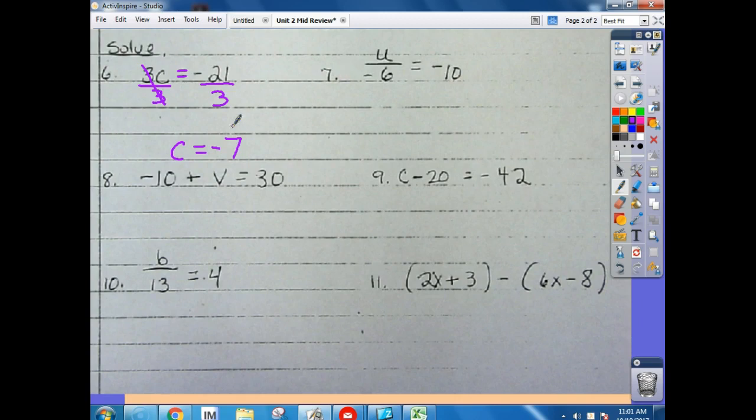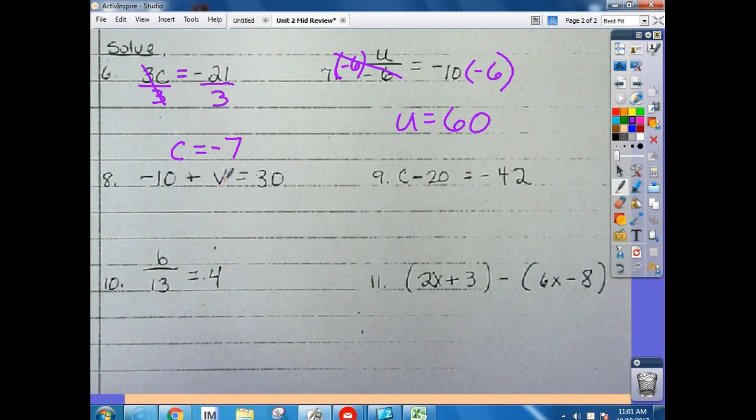All of these one-step equations are going to be about doing the opposite operation of what's being done to the variable. Here my variable is being divided by negative 6. So I'm going to multiply by negative 6. That is the opposite operation. And again, to maintain my equality, if I do the same thing on both sides, this operation over here cancels each other out, leaving that variable by itself on the left side. On the right side, a negative times a negative is a positive. I'm going to get 60.